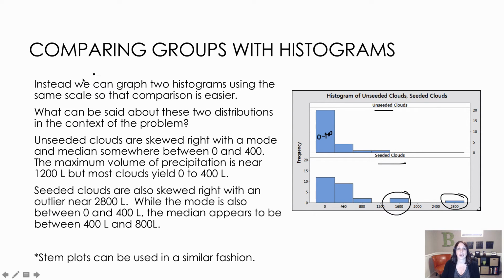So again, if I were going to describe each distribution, unseeded clouds are skewed right. We would talk about the mode, median, etc., which is the center, somewhere between 0 and 400. The maximum volume of precipitation is near 1,200, but most clouds yield 0 to 400. The seeded clouds are also skewed right with an outlier that has 2,800 liters, which we talked about. The mode appears to still be between 0 and 400, but as we can see, it's not nearly as high. The median, the middle part of our data, seems to be between 400 and 800. So we can see, just looking at these two distributions, that it seems that seeded clouds can make a difference.